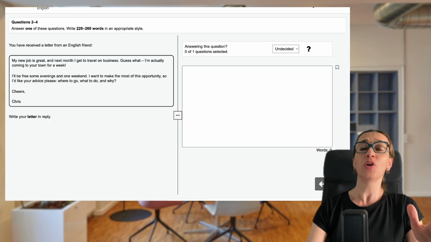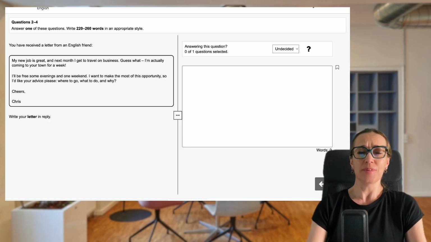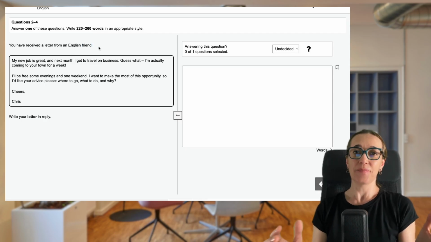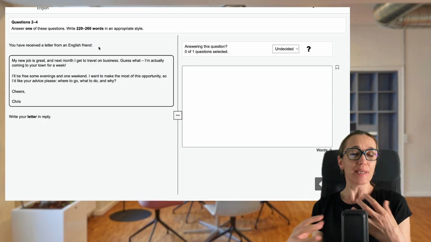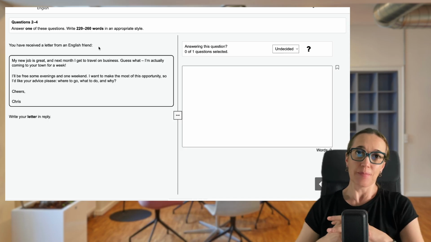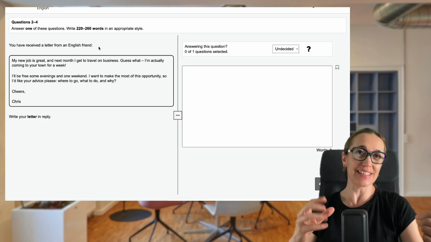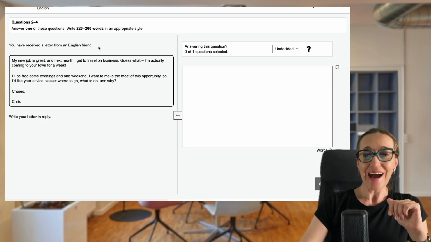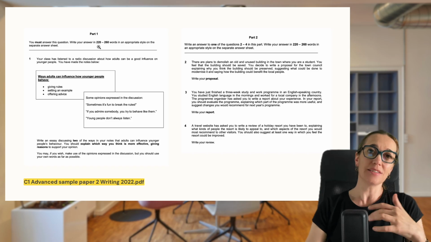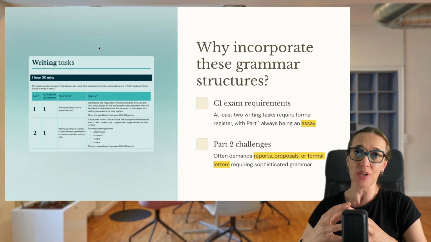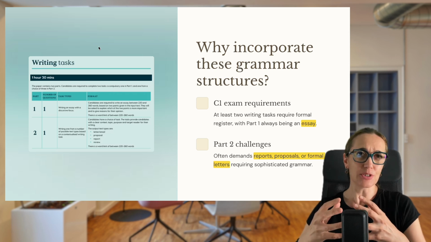Now, is this letter formal or informal? How do you know the register that we must write in? This is written by a friend. So this letter, the one we're writing back, is going to be an informal letter. Good. Now, from these two practice tests, one traditional and the other one digital, we see how important the formal writing, the formal register, is. It matters so much in the Cambridge C1 exam.